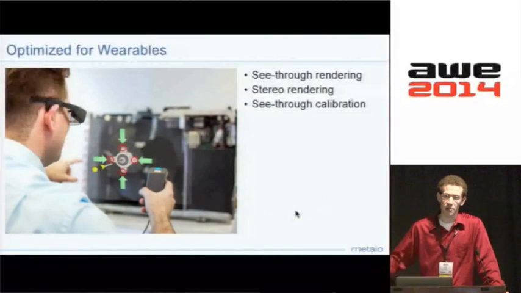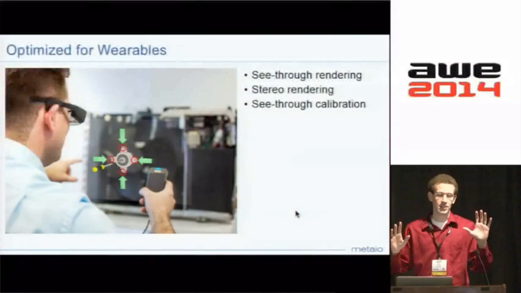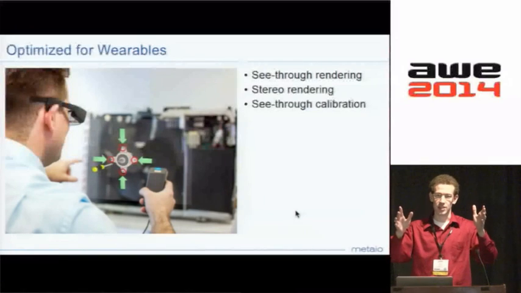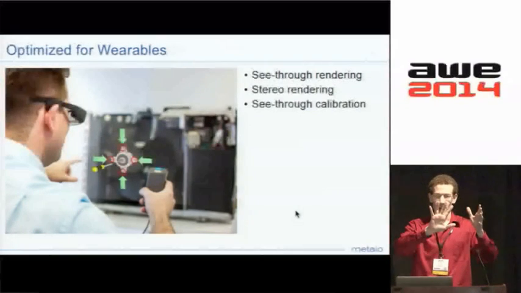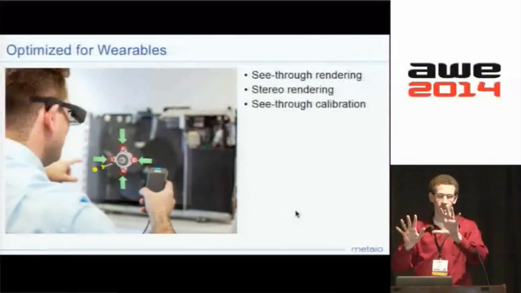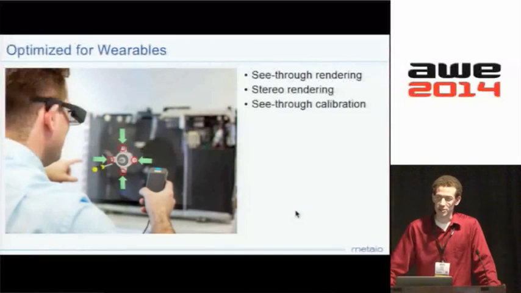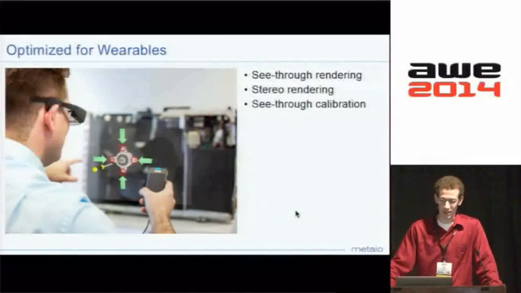And finally, see-through calibration means that if we're going to look out at the real world and see the augmented reality, we need to have those 2 line up. They need to be the same size and the same position so that you're really convinced that you're looking at something real. And so all of these things are included in our SDK that we've just released this week. And so we're really excited to announce this.